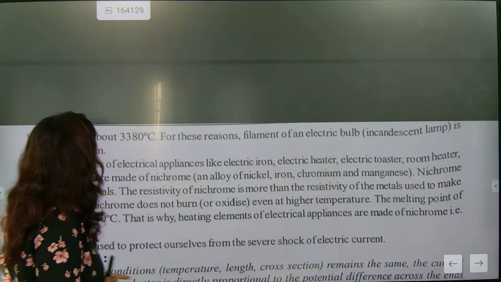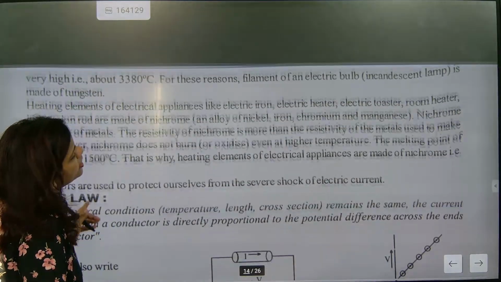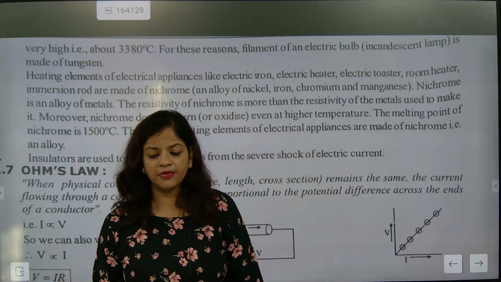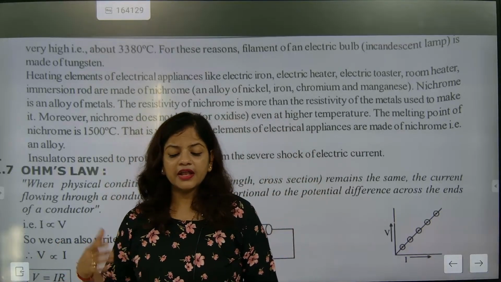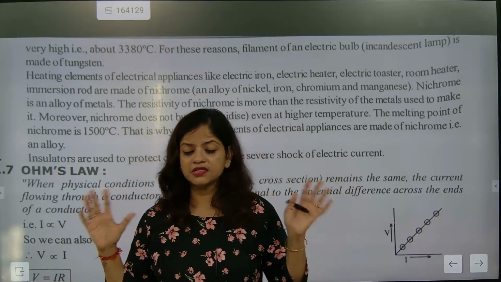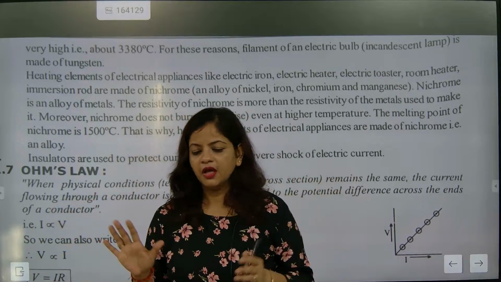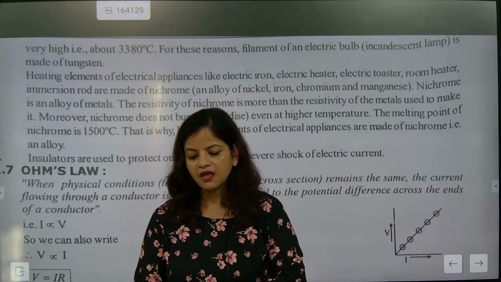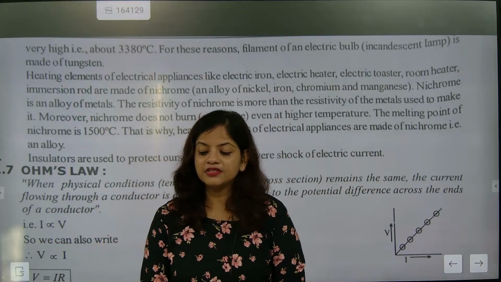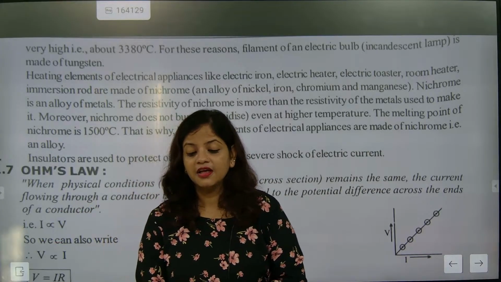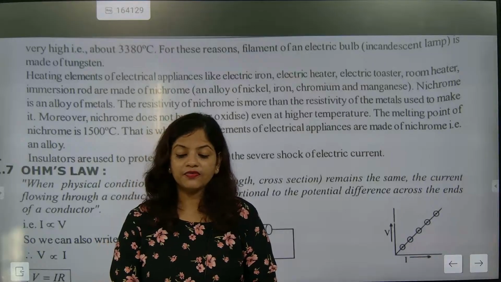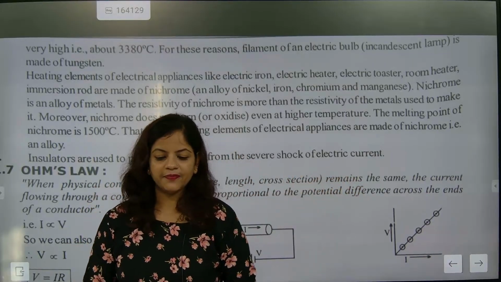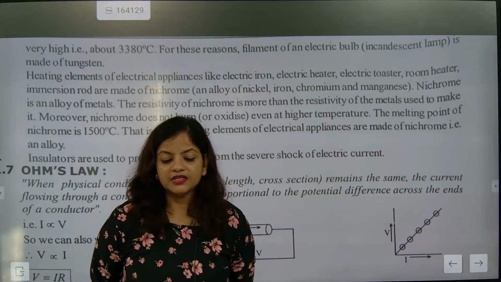And in the incandescent lamp we are using tungsten, but tungsten has one very big defect. Can anybody tell me what is the defect of tungsten wire? I know the melting point is 3380 degrees Celsius, but what is the problem with tungsten wire? Anyone say, what is the problem with tungsten wire?